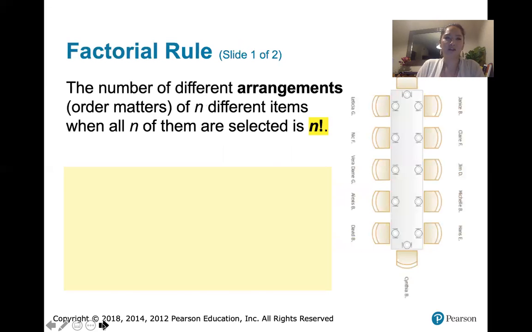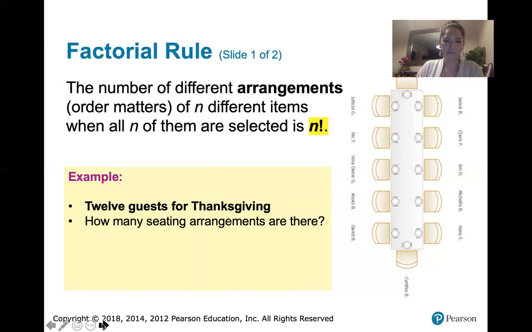So here's the factorial rule. The number of different arrangements of n different items, when all n of them are selected, is n factorial. When you're talking about arrangements of something, what you're saying is that the order matters. So I think the easiest example that I could think of was a dinner party. Let's say it's Thanksgiving and you've got 12 people coming over. You might ask yourself, how many different seating arrangements are there for these 12 people?